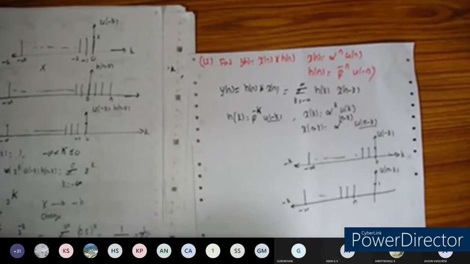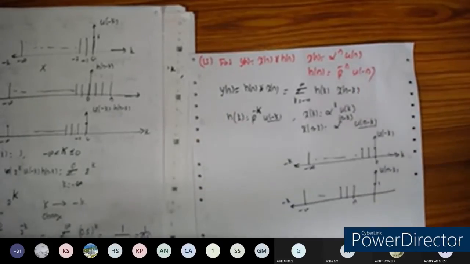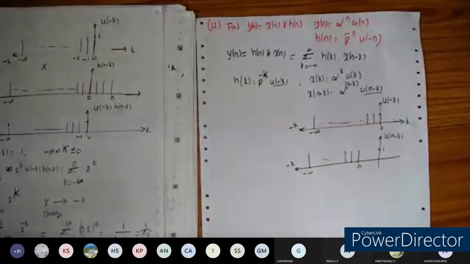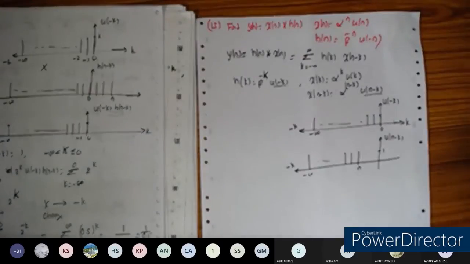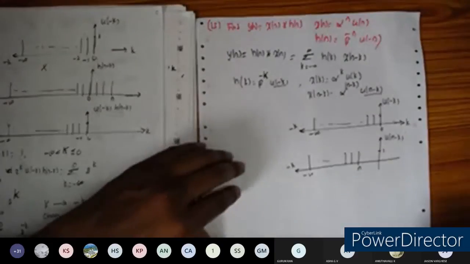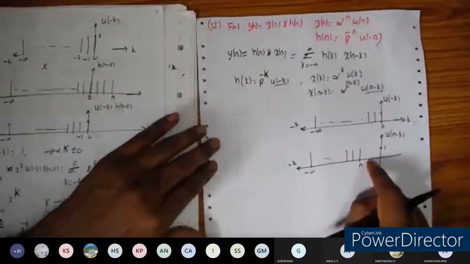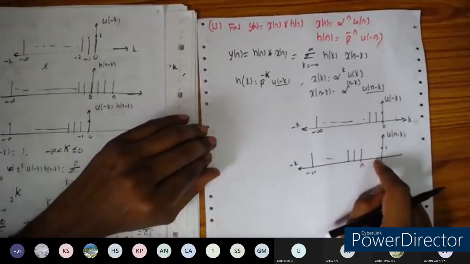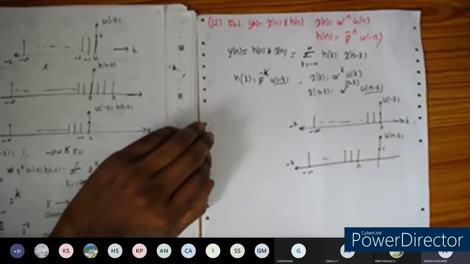Any doubts in this one? U of n minus k. Okay, no doubts, I guess. Any doubts, anyone? No doubts? Is it audible? Can you hear my voice? Yes, sir. Okay, fine.